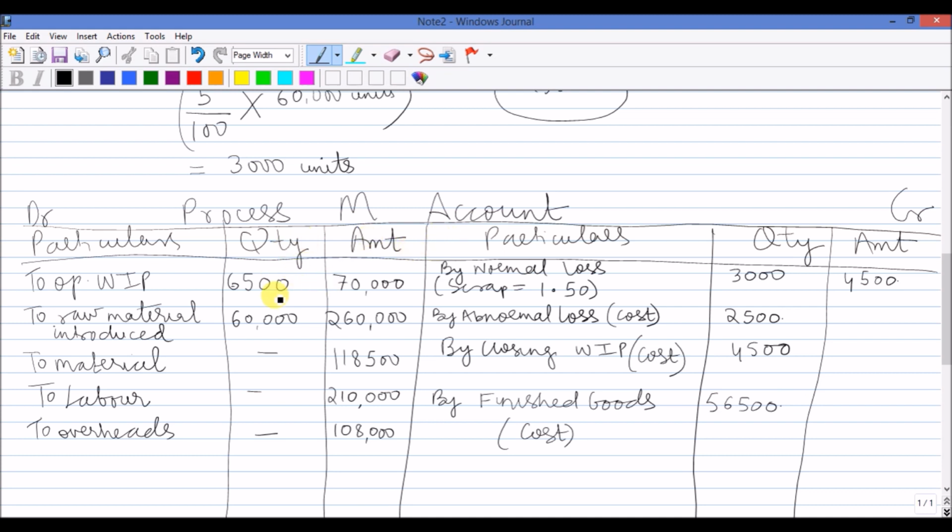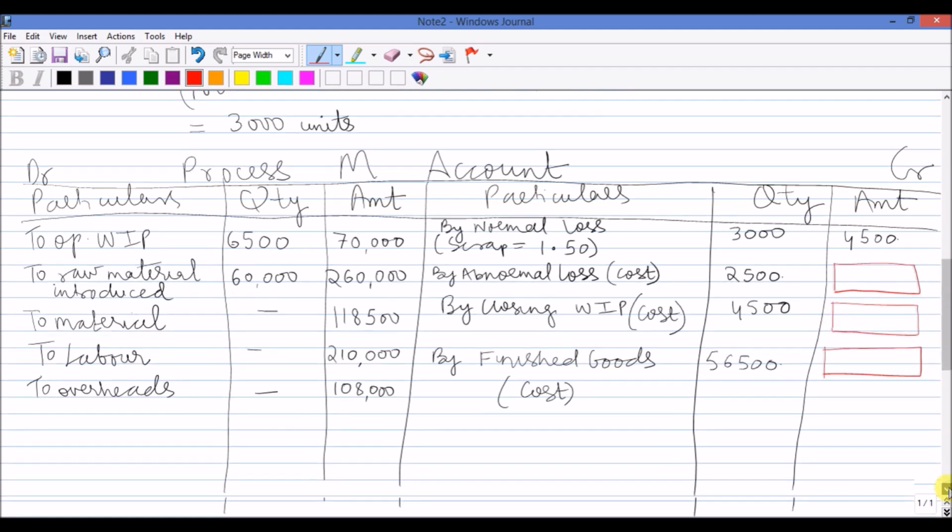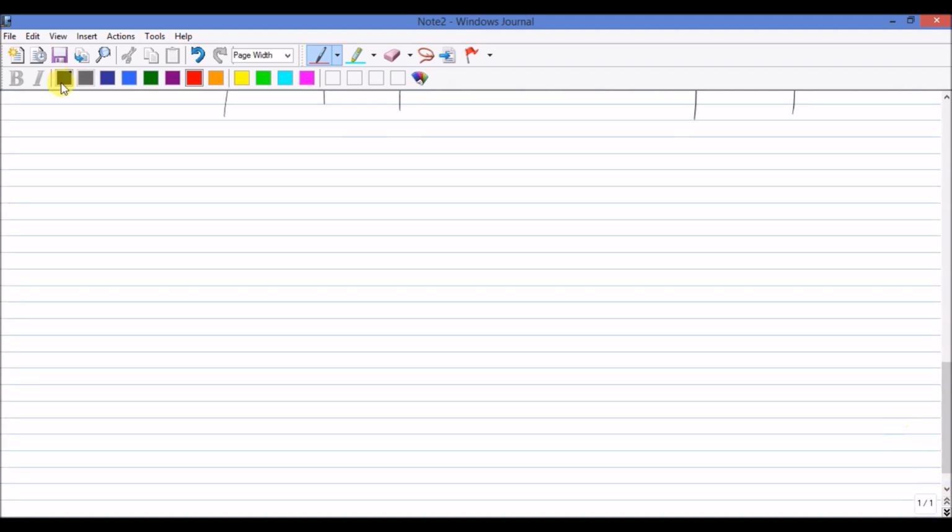Now you can understand that you are stuck. Where are you stuck? You are stuck here. You don't know the cost of the abnormal loss, you don't know the closing work in progress, you don't know the finished goods. If you don't know these three things, it means you have to prepare a statement of equivalent production. So friends, the crucial part is beginning. We are going to prepare a statement of equivalent production.